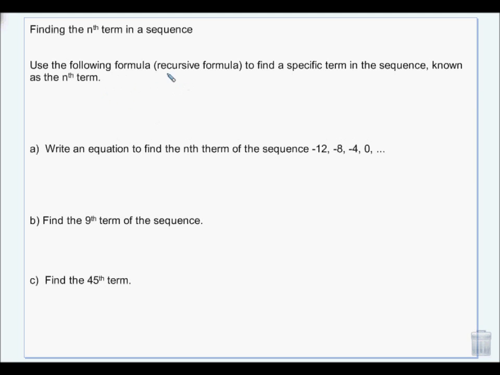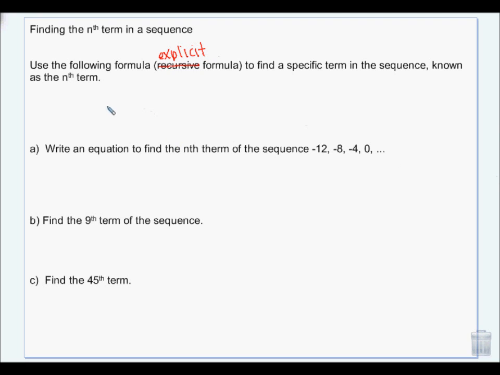So there's a formula, and you can find any term in the sequence that you want. It's called the nth term. Sorry, hold on, let me pause this real quick. I'm sorry, this is not the recursive formula. It's the explicit formula. Sorry about that, I'm getting my formulas mixed up. This is the explicit formula.